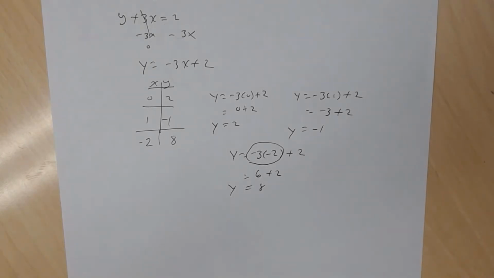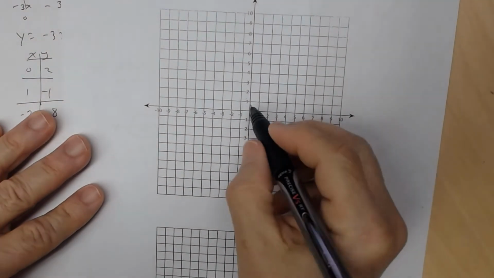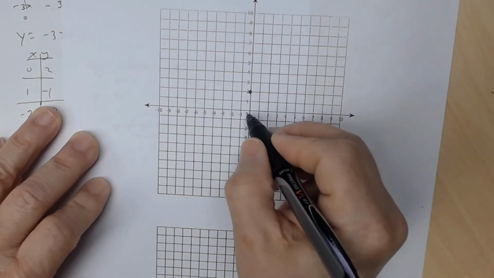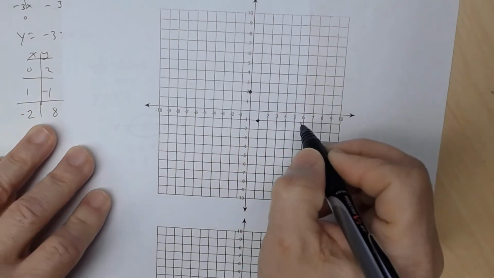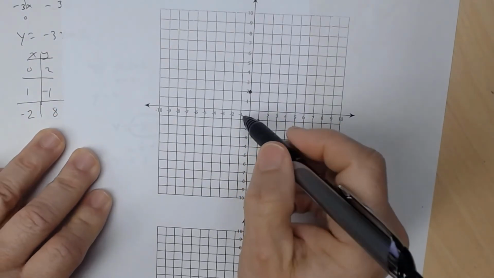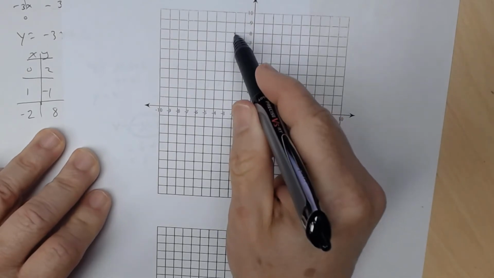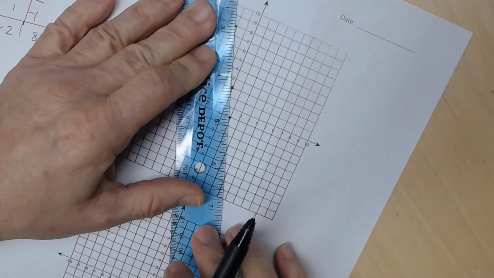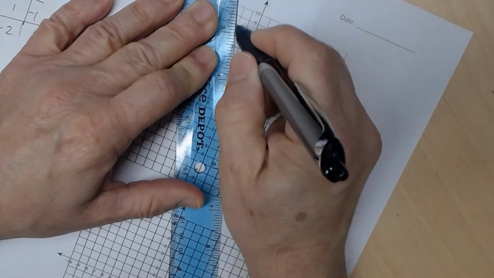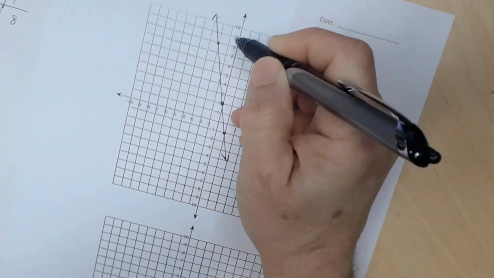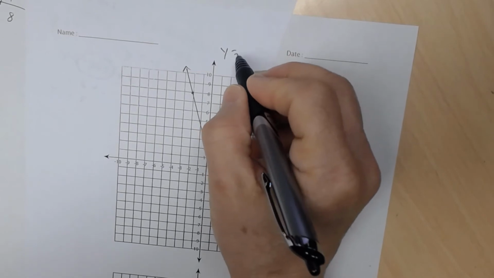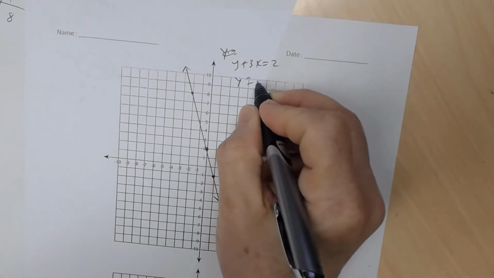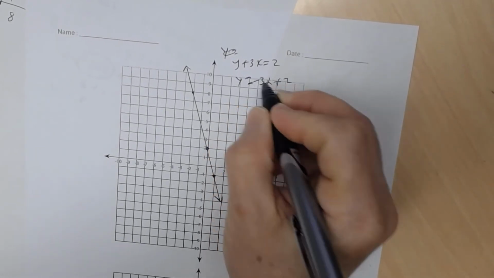And if I plot those 3 points, I get this. 0, 2 is here. Let's plot the point 1, negative 1. So I go to the right 1, down 1. Negative 2, 8. I go to the left 2, up 8. So that's here. And then I draw my line. When I draw my line, I get something that looks like this. And so there's the line y plus 3x equal 2. And you could also say y equals negative 3x plus 2. Same thing. All right, either one's fine.